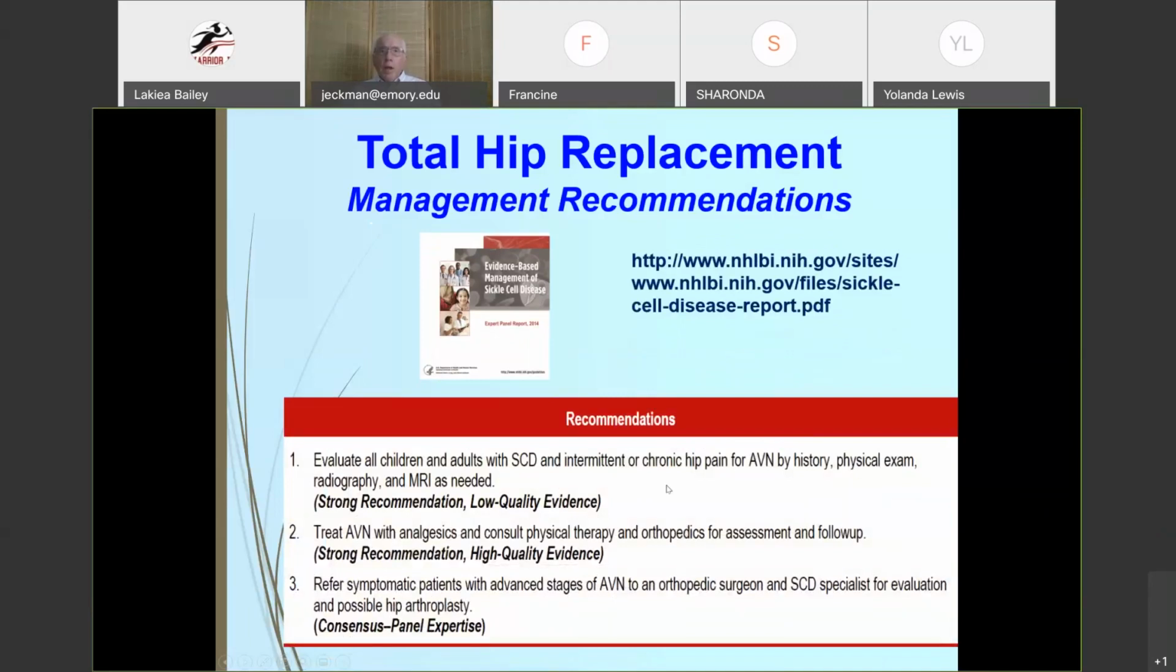They have also had a recommendation that all patients with advanced stages really need to be considered for surgery. That is, once you develop stage 3 or stage 4 disease, then the physical therapy becomes less effective. And if you do your physical therapy well and you're still having symptoms, that's really the time to think about having the hip replaced.